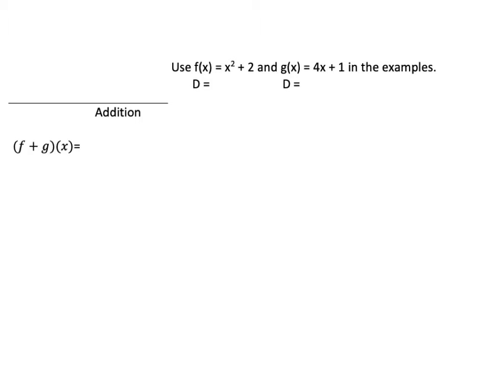f of x and g of x are shown on your screen, and let's start by stating the domain of each. Well, x squared plus 2 is going to be a parabola, so my domain here is going to be all real numbers. And then I have a linear function, so that's going to have a domain of all real numbers as well. You could also list this as negative infinity to positive infinity.